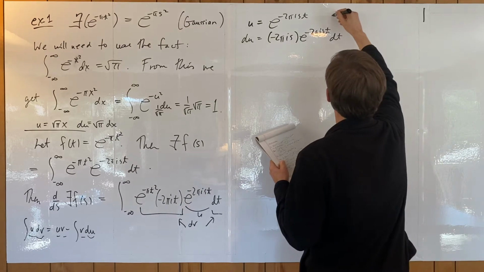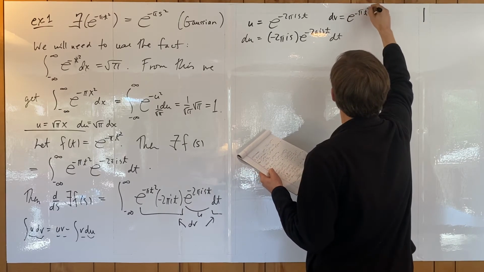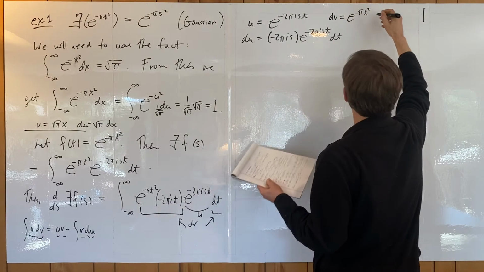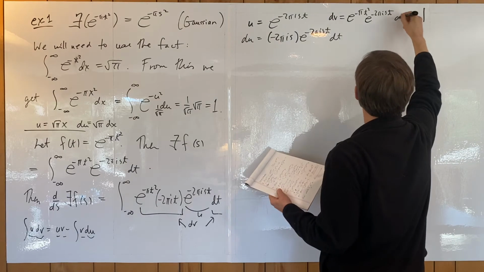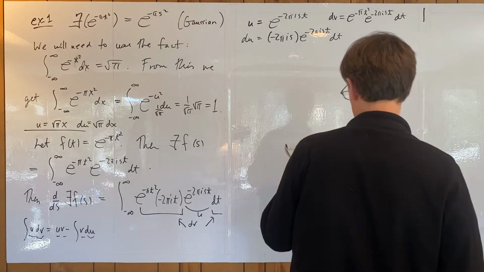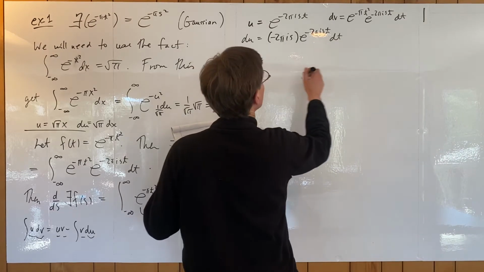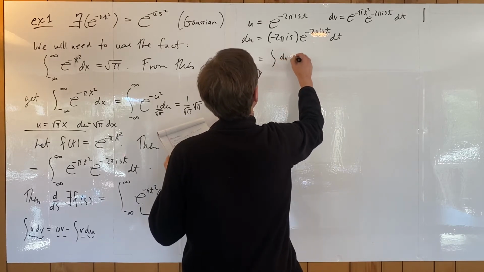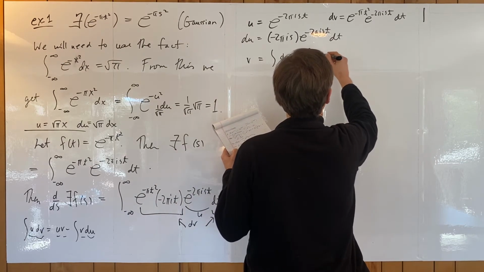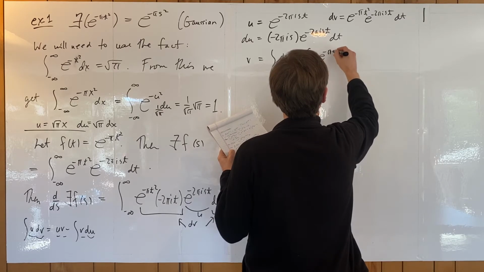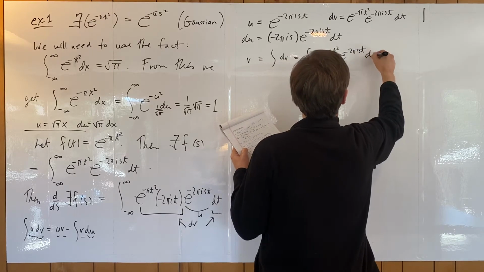And then we've got dv, which was that whole thing. So that's e to the minus pi t squared, and then e to the minus 2 pi i st, and then finally the dt. Okay. So then what is v? v is just the integral of dv. So it's the antiderivative of this entire expression here. So the antiderivative of e to the minus pi t squared, e to the minus 2 pi i st dt.